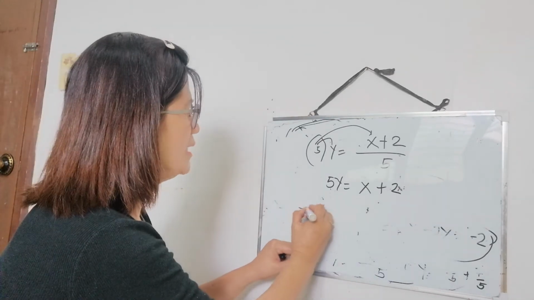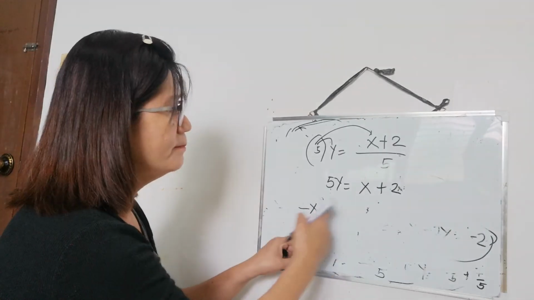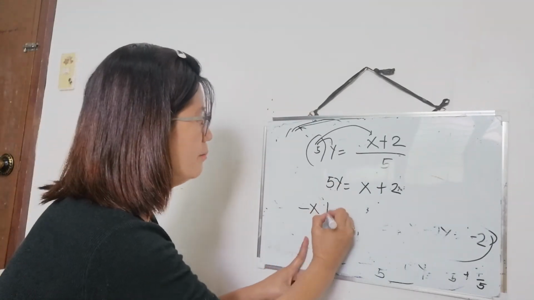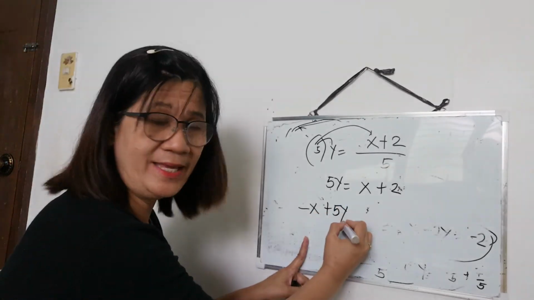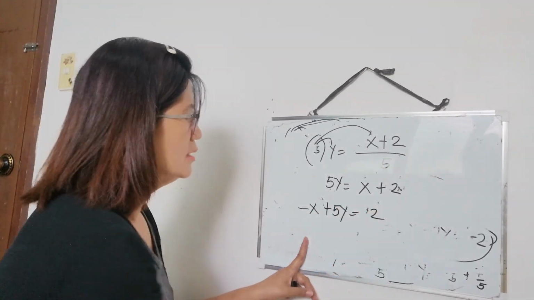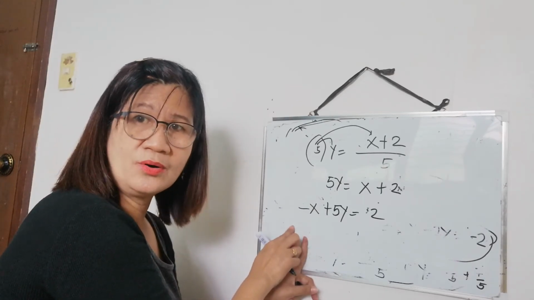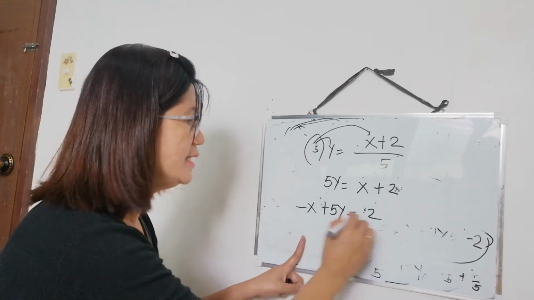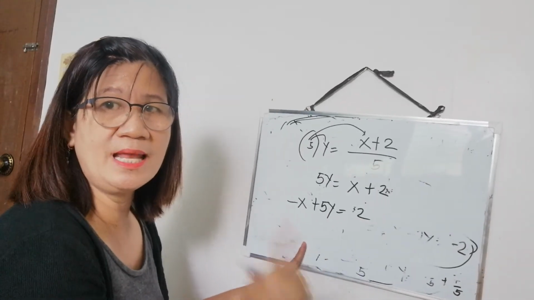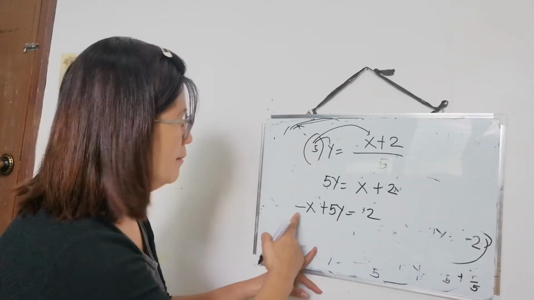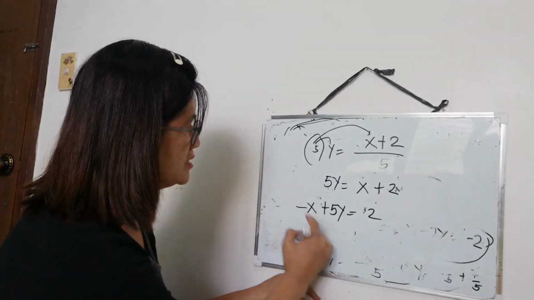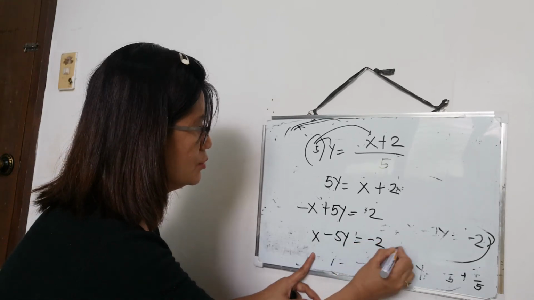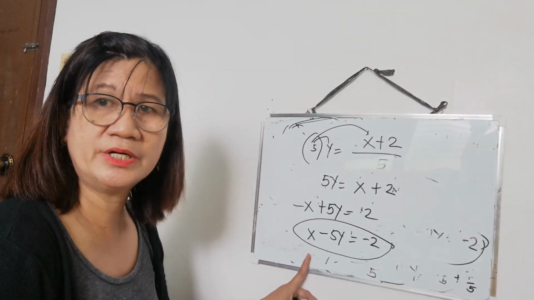So, this positive x will become negative x. Bring down positive 5y. Then you bring down 2. Dahil negative pa yung x dito, kailangan lahat sila magbabago ng sign. Or dividing all by negative 1. Kaya lang mayroon akong tinuturong technique, magpapalit lang kayo ng sign lahat. So, positive x, negative 5y, then negative 2. So, these are our answers.